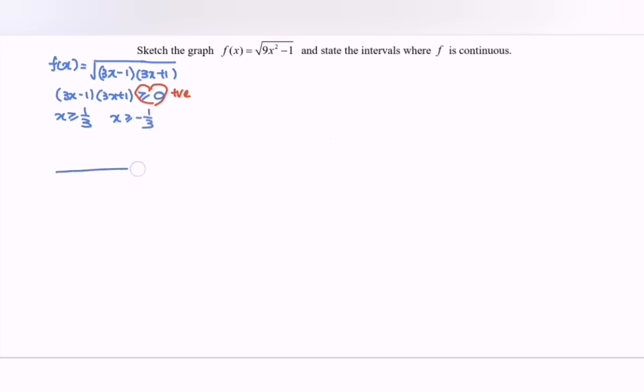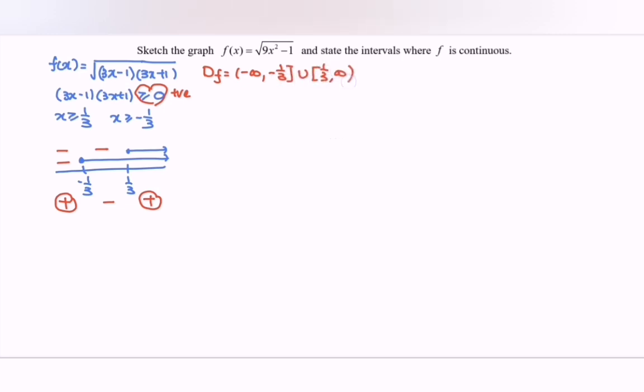Kindly illustrate the situation on a real number line. We have negative 1 over 3 and 1 over 3. Then circle towards the right, then circle towards the right. Here we have negative, negative and negative. So positive, negative and positive. Select the sign, we have the positive. So here will be the domain. The domain for f would be negative infinity until negative 1 over 3, union, starting from 1 over 3 until infinity. So that is the domain for the situation.